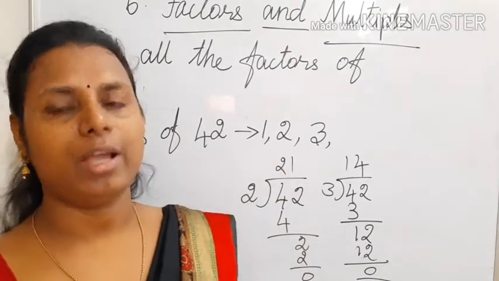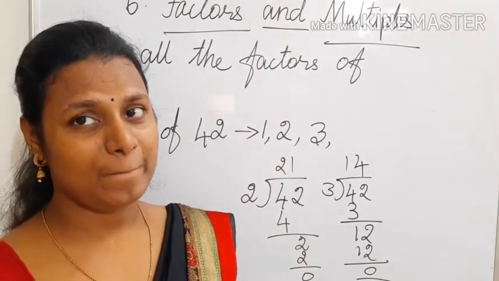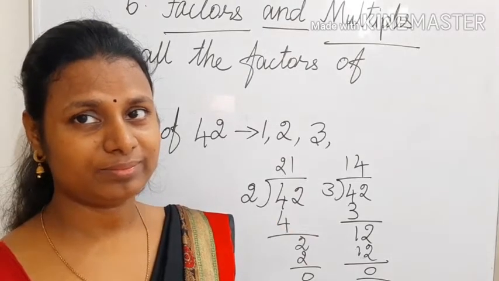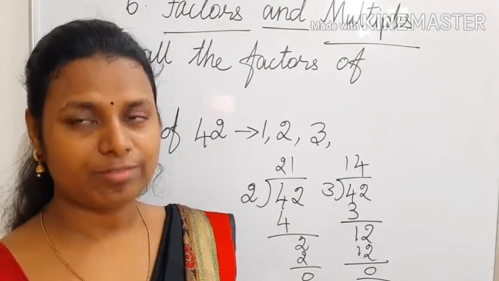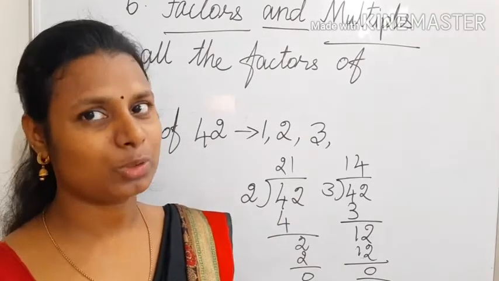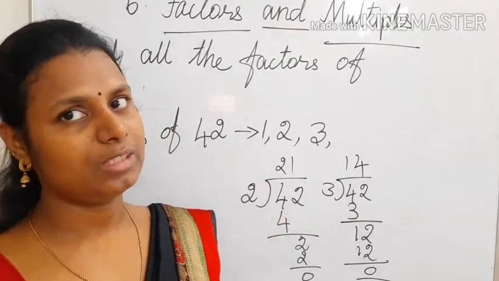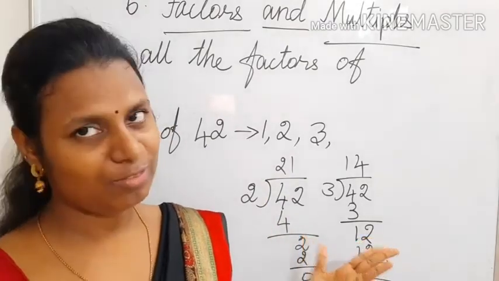Okay. Let us take 5. 5 eights are 40. So, now what are you supposed to do? 42 will not come. 5 nines are 45. So, 5 is not a factor of 42.